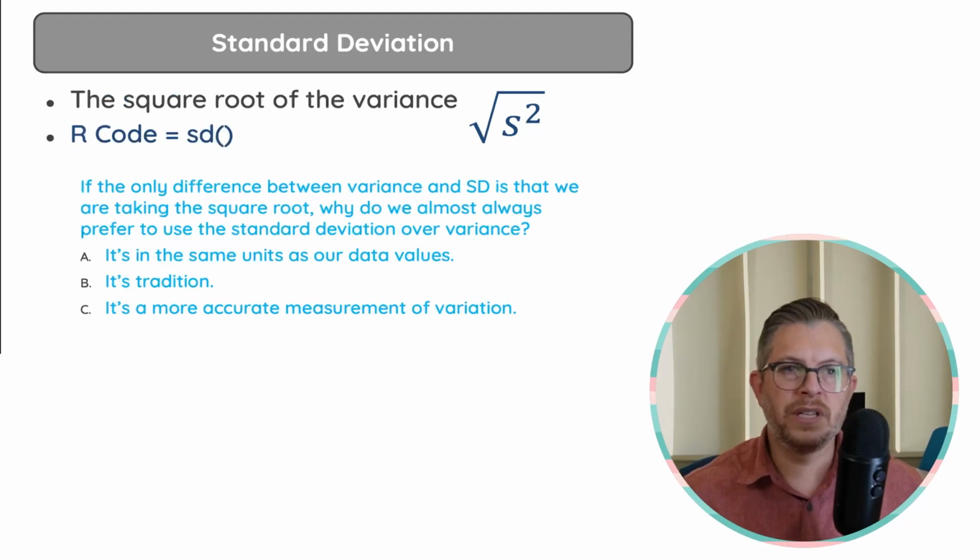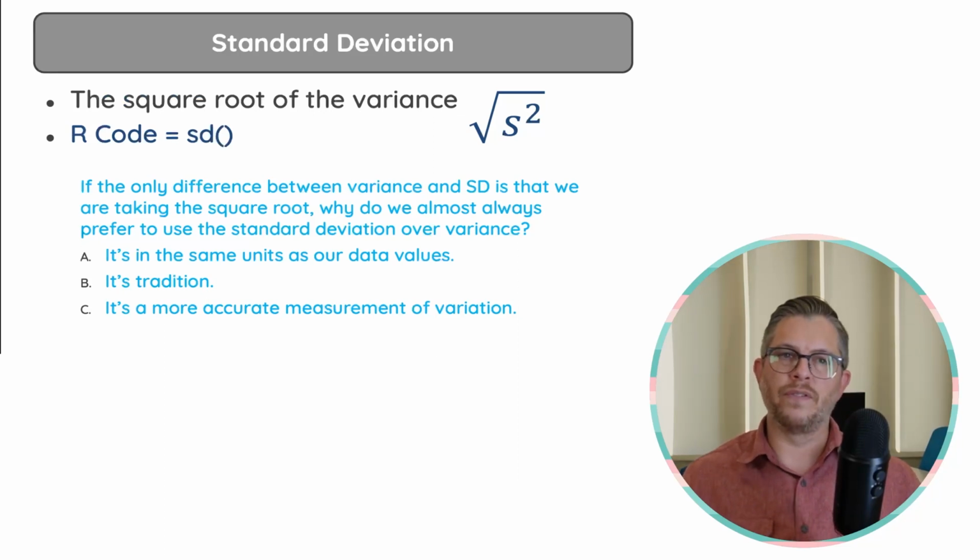If the only difference between variance and standard deviation is that we're taking the square root, why don't we almost always prefer to use the standard deviation over variance? Well, I think I let the cat out of the bag. It's the same units as our data value. A is going to be the best answer for that.